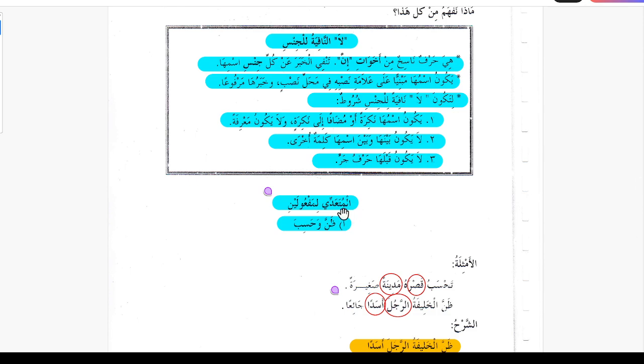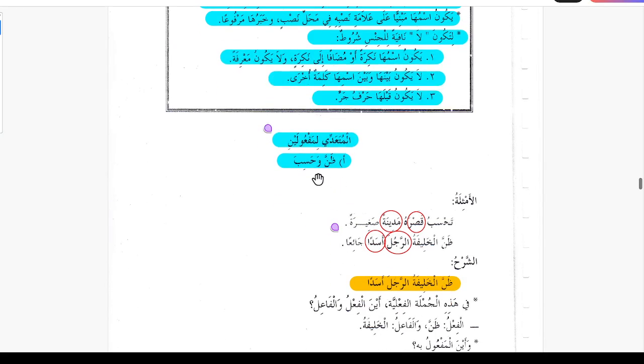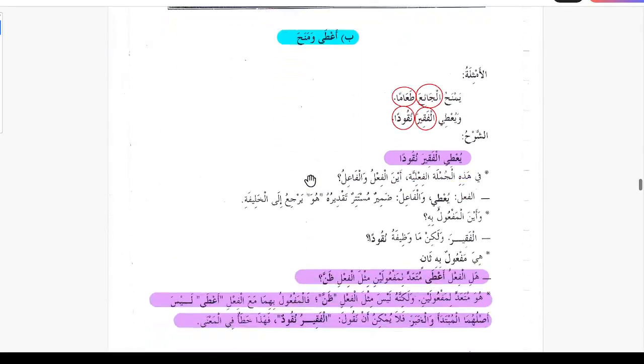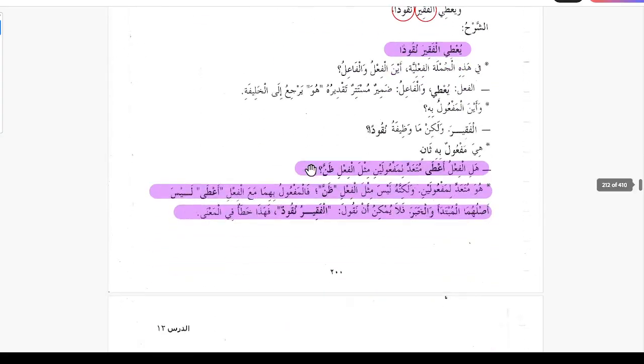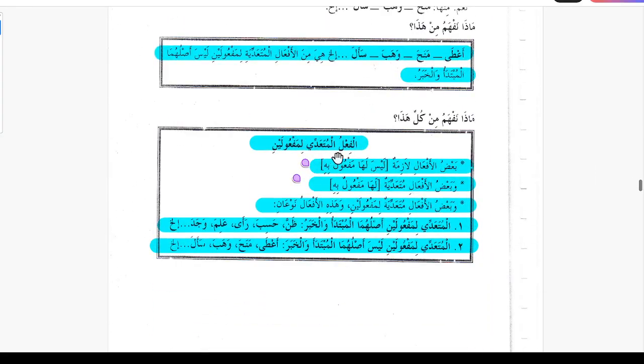And then we studied al mutaaddi li maf'ulaini. There are some transitive verbs that take two maf'ul bihi, like zanna and hasiba, like ata and manaha. The summary of this is: badul af'ali lazimatun, some verbs are intransitive, they are not transitive. Laysa laha maf'ul bihi, they don't have a maf'ul bihi. Wa badul af'ali muta'addiyatun, and some verbs are transitive, laha maf'ulun bihi, they have a maf'ul bihi.